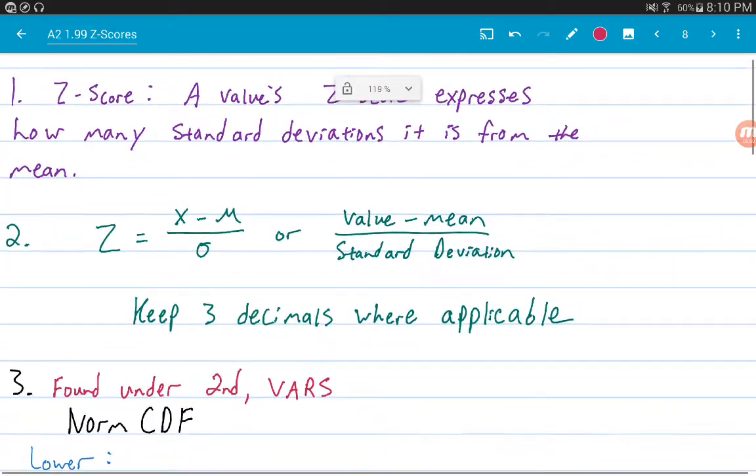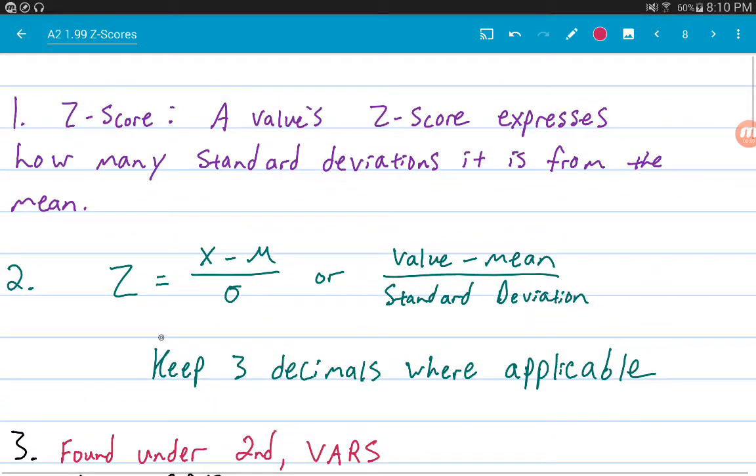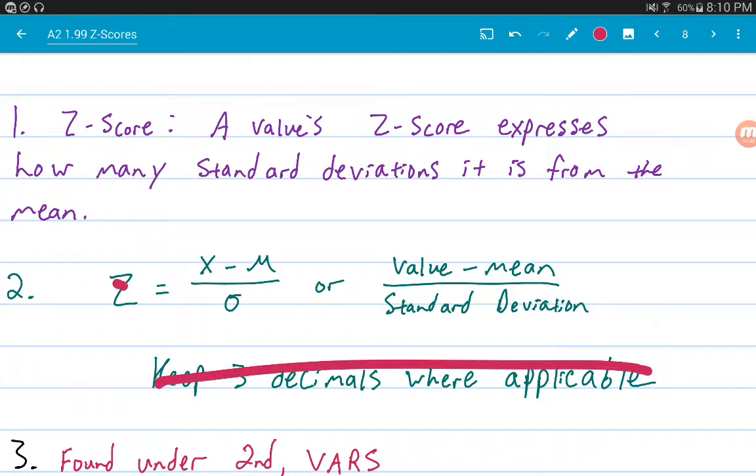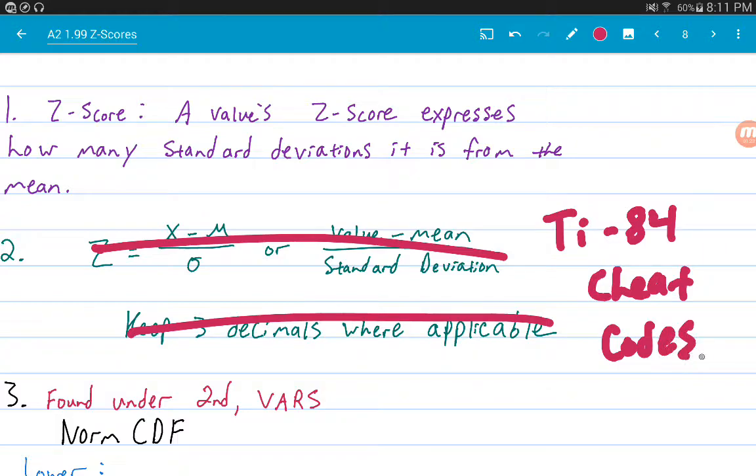The definition of a z-score is that a value's z-score expresses how many standard deviations it is from the mean. Now here's the formula: z equals x minus mu over sigma, or value minus mean over standard deviation, and you'll keep 3 decimal places where applicable. But here's the thing: all of this is actually not very useful because you don't need them with your Ti84. There's some Ti84 cheat codes.